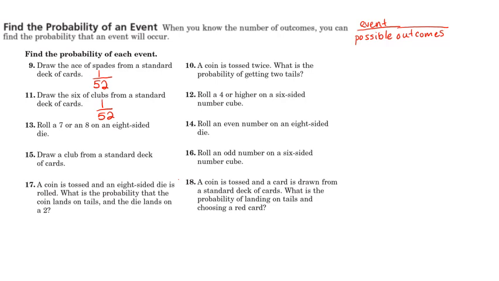For number 10, it says a coin is tossed twice. What is the probability of getting 2 tails? This one I actually found it helpful to write out. There are 4 possible choices because it's 2 times 2, which is 4. And I do know that there's only one way of getting tails both times. But it might be helpful for some of these to write it out. So I can get heads and heads, heads and tails, tails and tails, tails and heads. So you notice there are 4 possible outcomes, but only one of those is tails and tails.